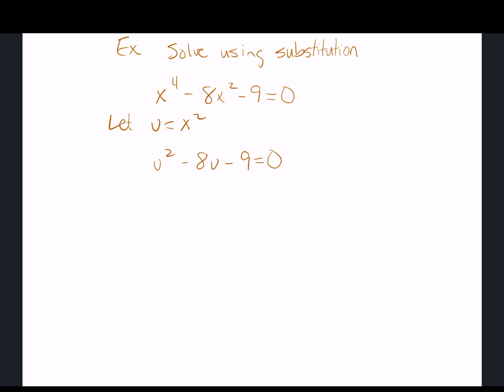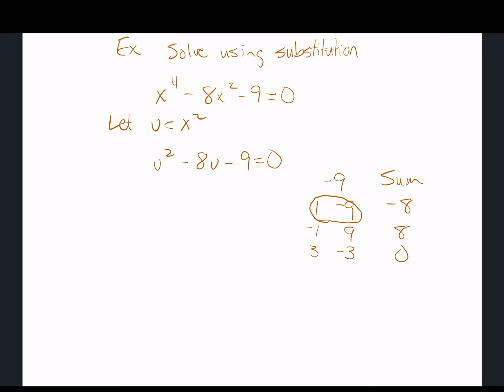Can we solve this? Let's try to factor it first. We have a leading coefficient of 1, so we just need to look for the factors of negative 9 that add to negative 8. So we have 1 and negative 9, negative 1 and 9, 3 and negative 3, and that's the only ones. So the sums give us 1 plus negative 9 gives us negative 8, negative 1 plus 9 is 8, and 3 minus 3 is 0. So the factors we want to choose are 1 and negative 9.